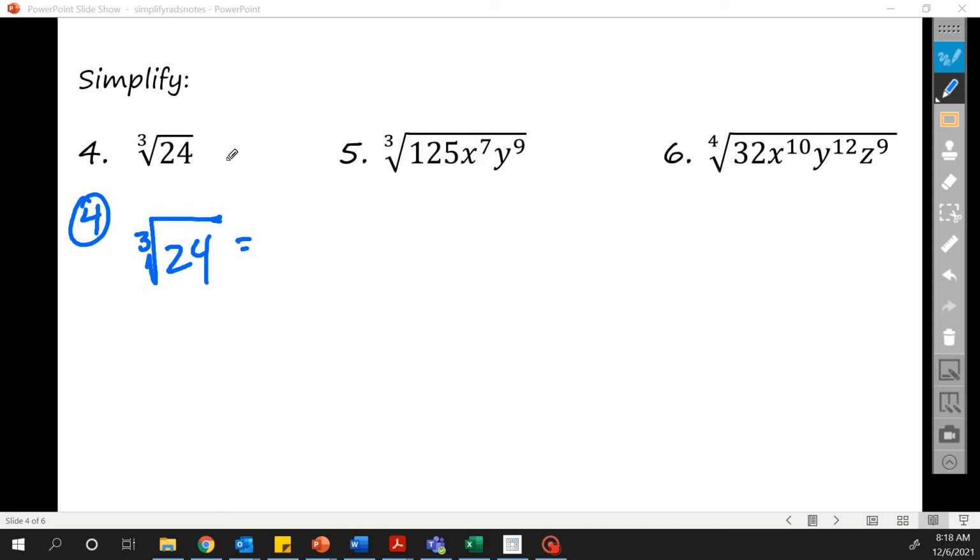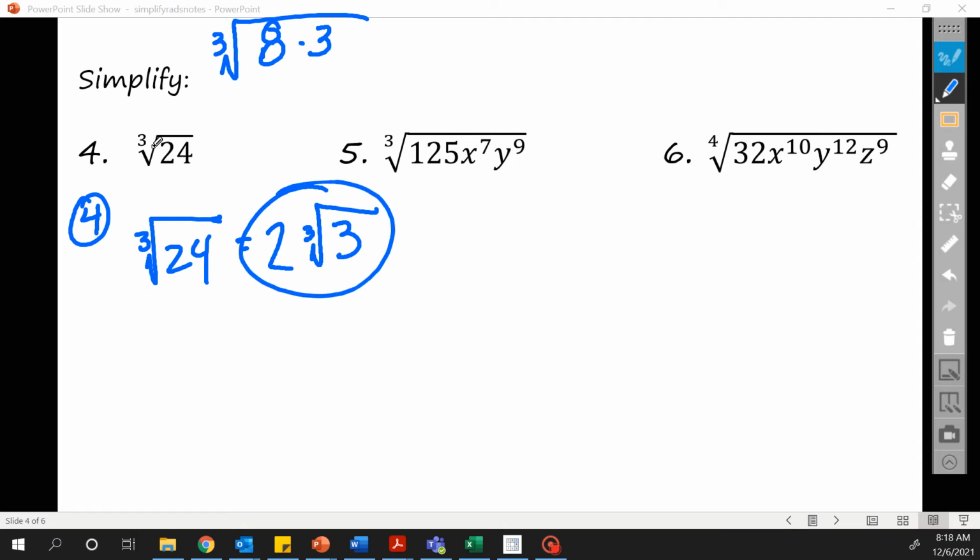Well, I know that 8 is a factor of 24. 8 goes into 24, and 8 is made up of 3 factors of 2. 2 times 2 times 2 will make 8. So 8 will be a factor that I can take a cubed root of. 24 is just 8 times 3, and the cubed root of 8 is 2. So 2 can come out, and that 3 is still stuck underneath the cubed root symbol. So that's all we had to simplify for that one. So the cubed root of 24 simplifies to 2 times the cubed root of 3.